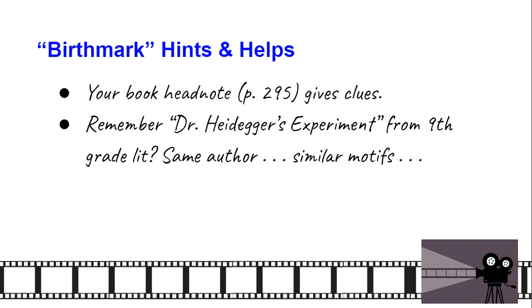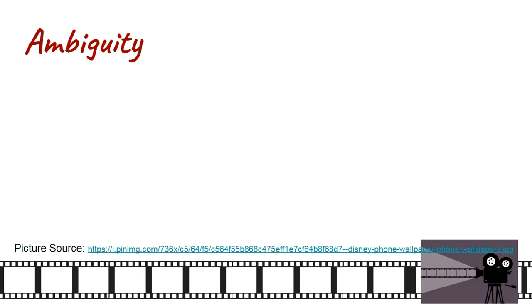They were dancing around the room and knocked over the elixir, and Dr. Heidegger decided that going back into your youth is a horrible idea. So that will help you because The Birthmark and Dr. Heidegger have some familiar ways symbols are used and some familiar themes, small themes.